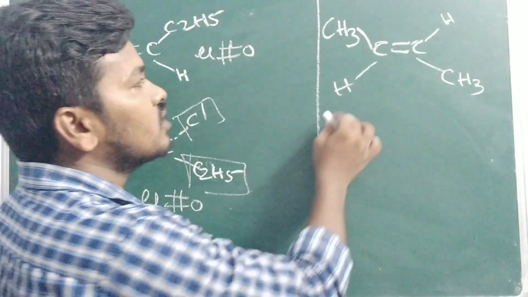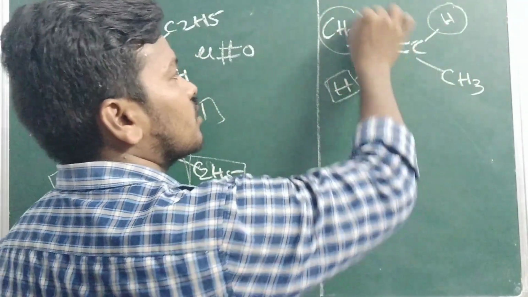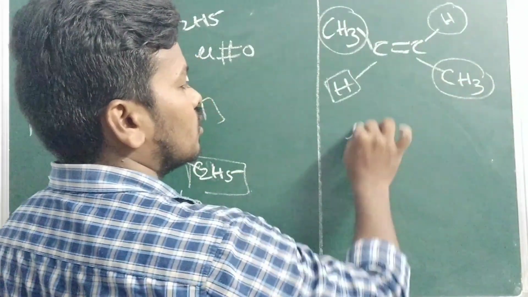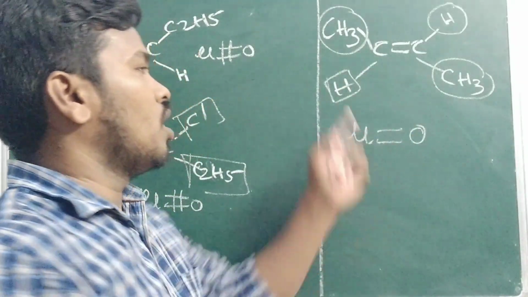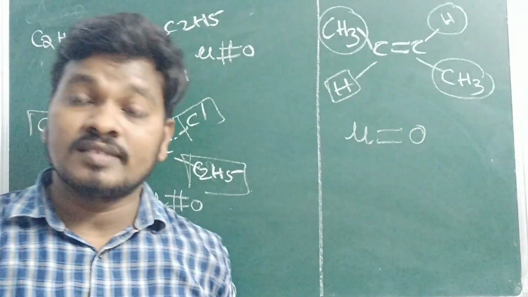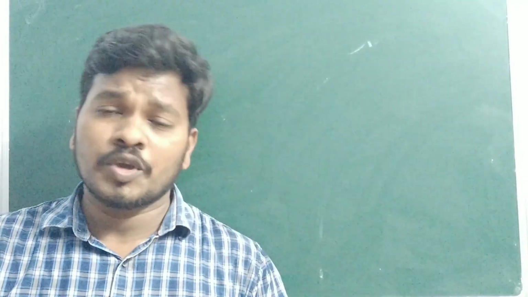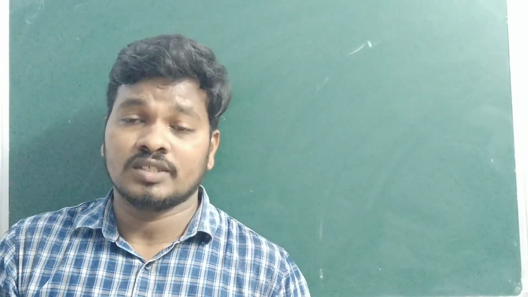Here you can see hydrogen, hydrogen, and here a methyl group, here methyl, trans isomers. So mu is equal to 0. They should be in opposite directions, with the same group, and only then can they cancel each other. Now we already discussed the disubstituted benzene.